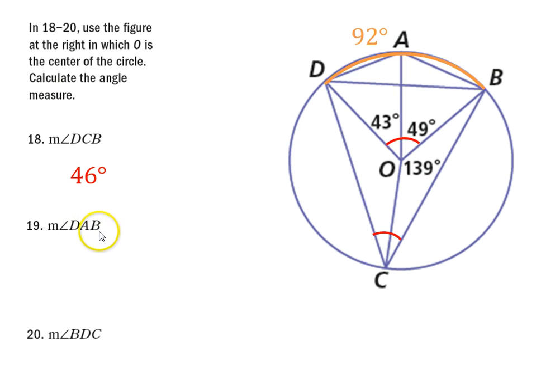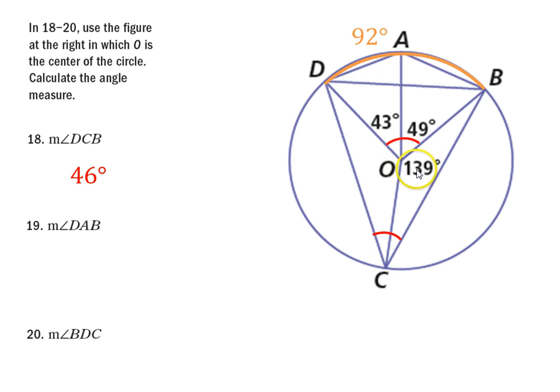Now we have to find angle DAB. DAB is this angle right here. That's another inscribed angle because the vertex is on the circle. So if I knew the measure of this arc right here, I could find the measure of that inscribed angle. And it looks like I don't know any of these arcs at all. But I do know that this angle right here, BOC, which is a central angle, is 139 degrees.